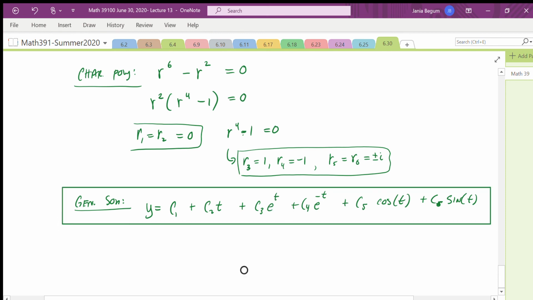Okay, so any questions on this? So you see that the idea is the same as doing second order, but you have more solutions, more than two, because we're working with sixth order, so we want 6 linearly independent solutions of the sixth order equation, and their linear combination together forms the general solution, which we have right here. Okay, so any questions on this?